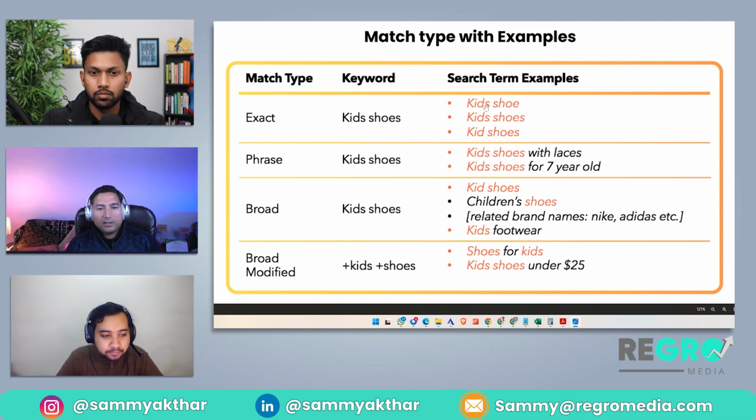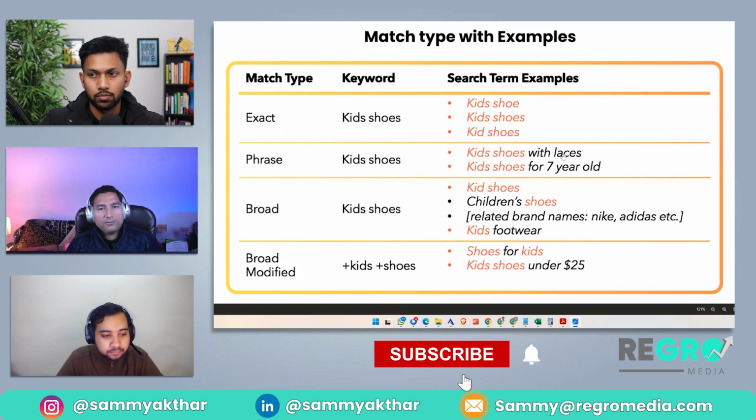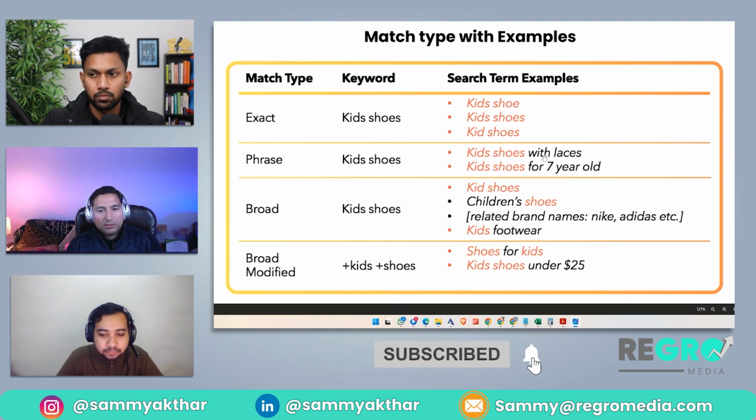So Exact is very direct. We are being very direct, so Amazon is targeting that. A phrase, as we understand, has to be just in this order, where we can have terms in front or back. We can have other different terms. So if a customer search term is something like kid shoes with laces, it will also be triggered for a phrase match keyword kid shoes.